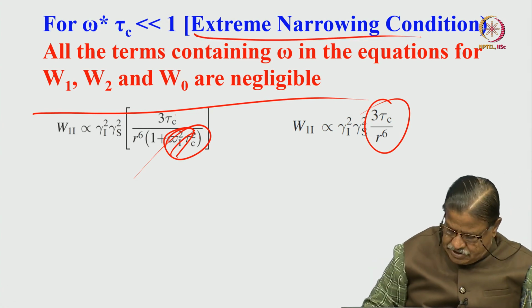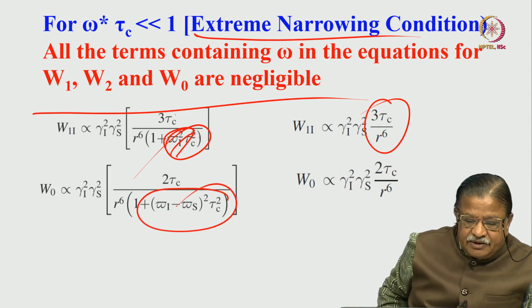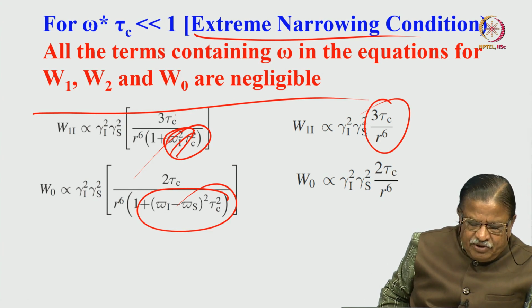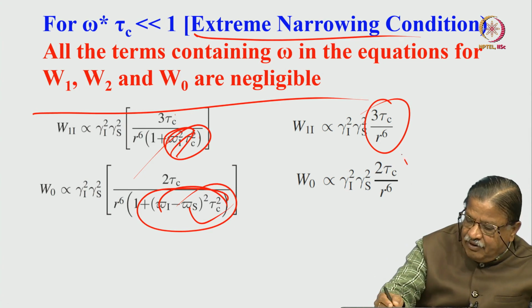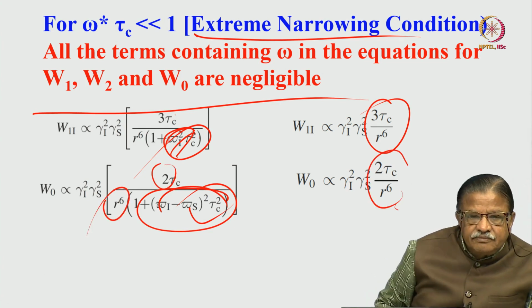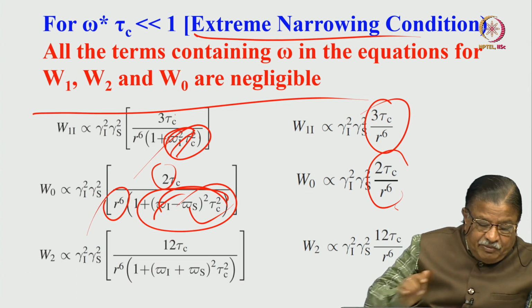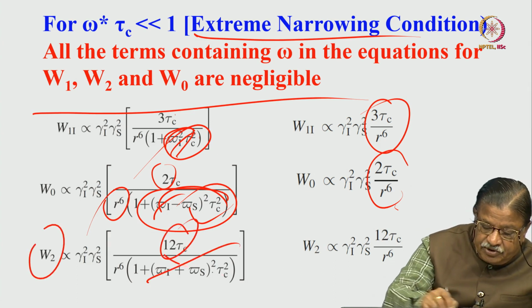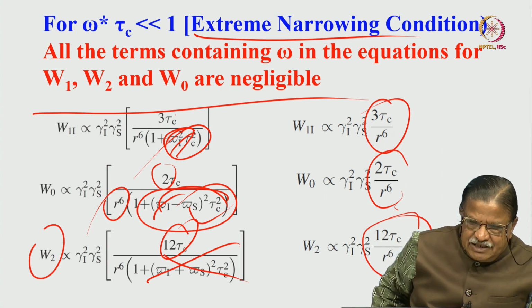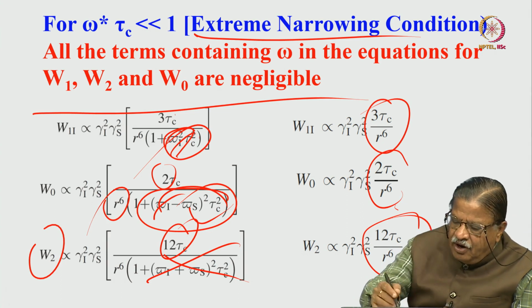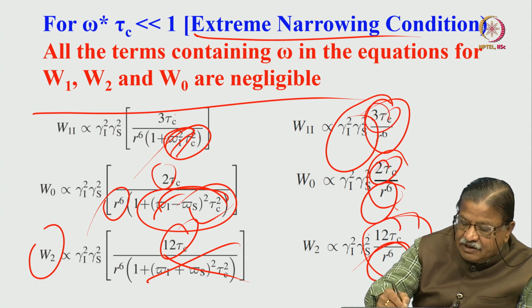This is the situation for all three, W0, W1 and W2, calculated for the extreme narrowing condition. Here also this term goes to 0. We can ignore omega tau c, because it is very small in both cases. Again we get 2 tau c over r to the power of 6. This term goes to 0. Going to W2, again this term goes to 0, and we get 12 tau c over r to the power of 6. So we know that the transition probabilities W0, W1 and W2 are all inversely proportional to r to the power of 6, multiplied by certain tau c's.